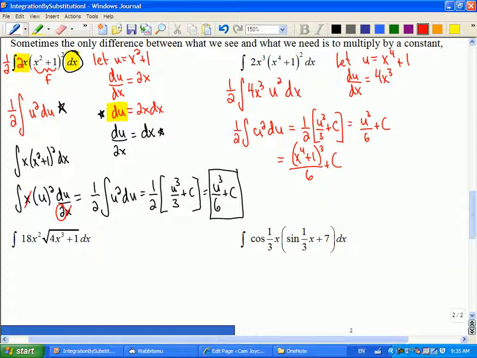Okay, so in this one, I have 4x cubed as the derivative, but what I've got to work with is 2x cubed. So the balance is to multiply by 2 on the inside, so divide by 2 on the outside. Now everybody's balanced, and I can make the switch. These two pieces will turn into du, and now I can find a much easier antiderivative using power rule. And since u is equal to x to the 4 plus 1, this is my final antiderivative from where I started.